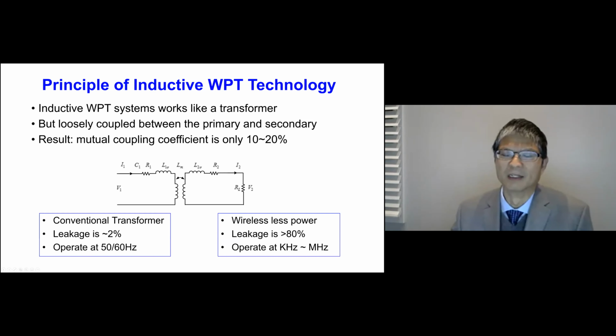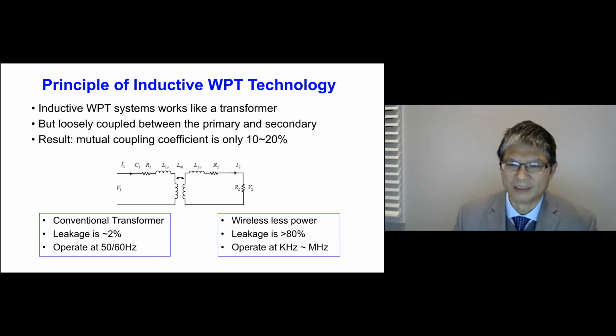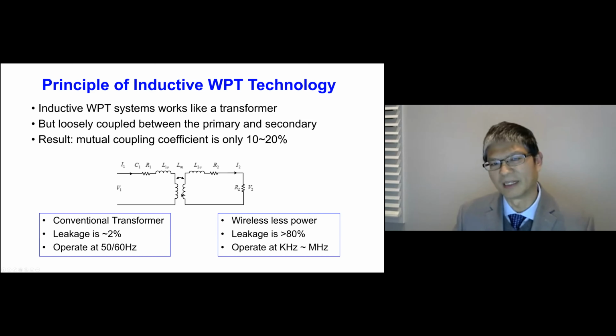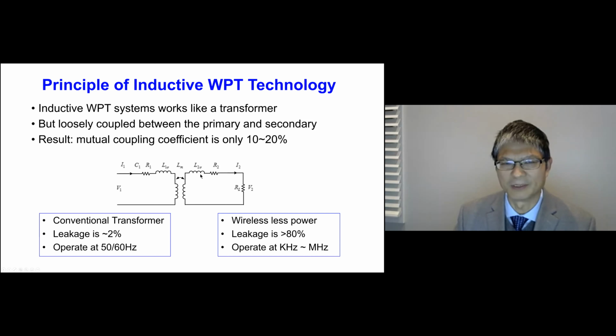So what happens with wireless power, even though it is similar to a transformer, is that the leakage is very high, typically about 80% or even more. So if you apply 100 volts as V1, you're going to see an 80% drop on L1 sigma. Only 20 volts is left on the main winding. If you still take a 1-to-1 ratio, you will have only 20 volts on the secondary. Now you drop another 80% on L2 sigma. So eventually you only have 4 volts left for RL.